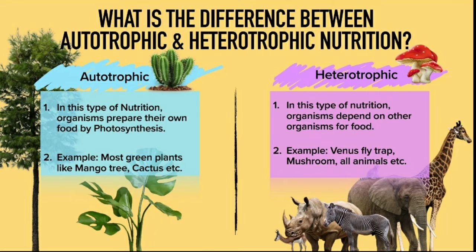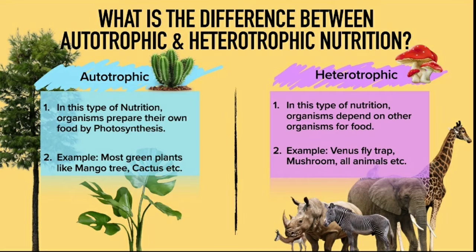First, autotrophic nutrition. In this type of nutrition, organisms prepare their own food by photosynthesis. Children, some organisms can produce their own food and thus nourish themselves. So this is called autotrophic nutrition. For example, most green plants like mango tree, cactus, etc. are autotrophic plants.